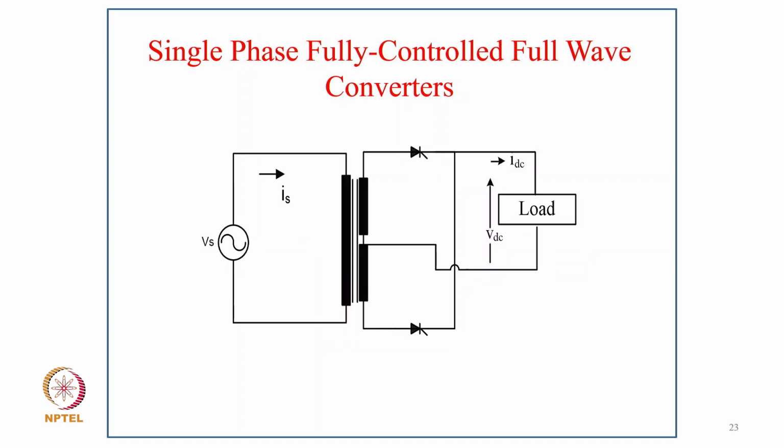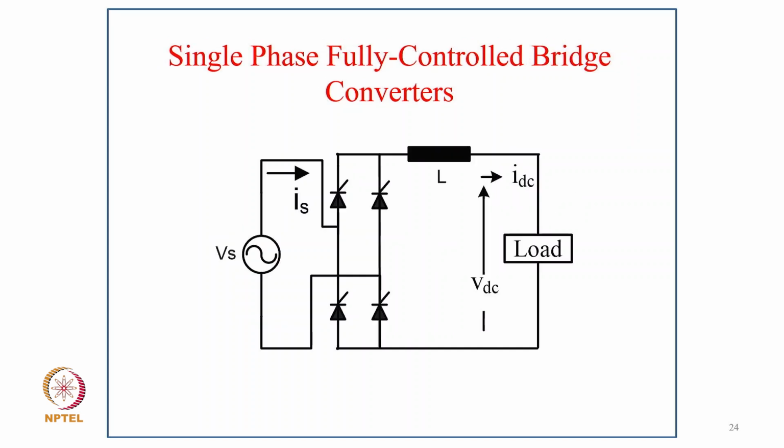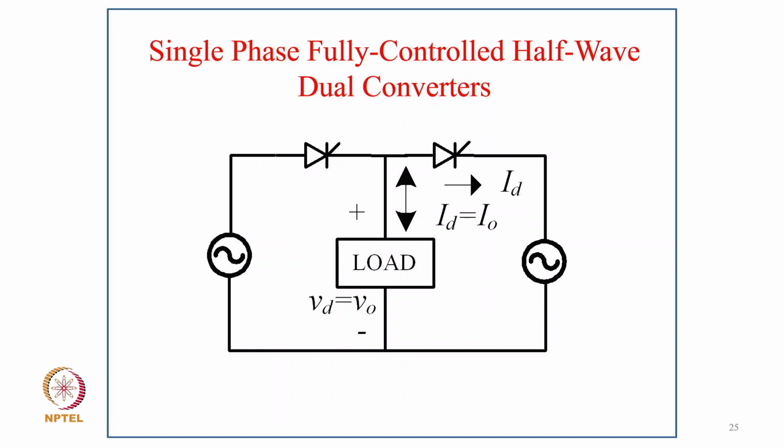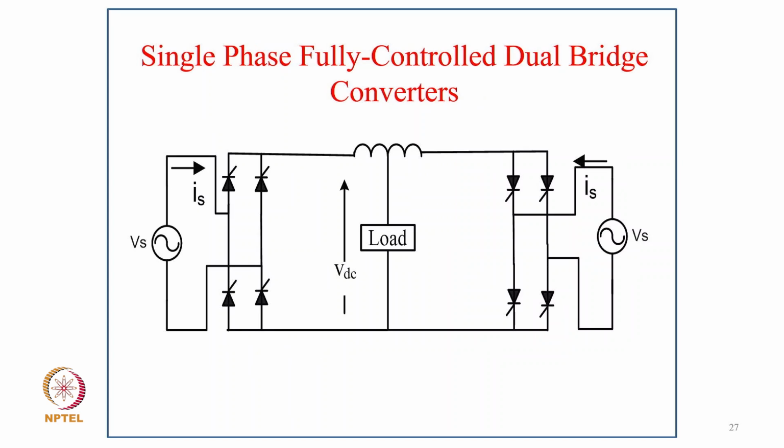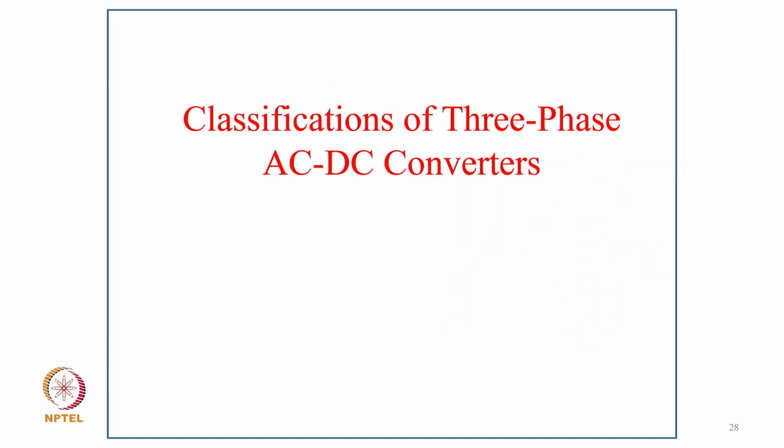Then single phase fully controlled full wave converters. Then the single phase fully controlled bridge converter. Then the single phase fully controlled half wave dual converter, which can have current in both directions as well as bidirectional voltage. Then the single phase fully controlled full wave dual converter. Then the single phase fully controlled dual bridge converter.